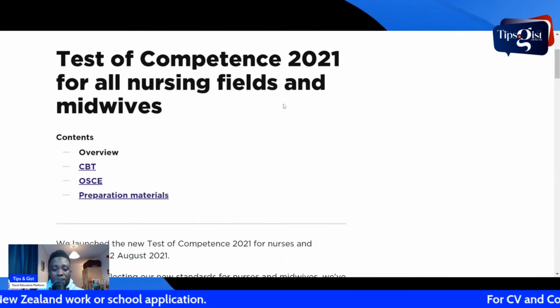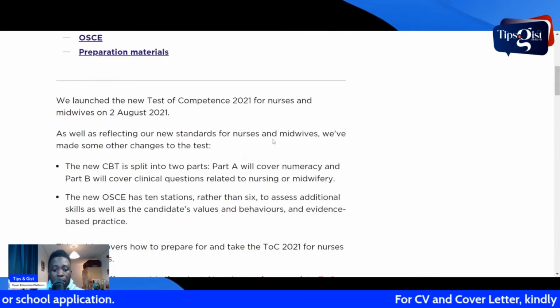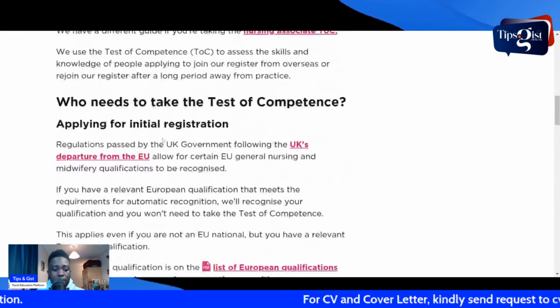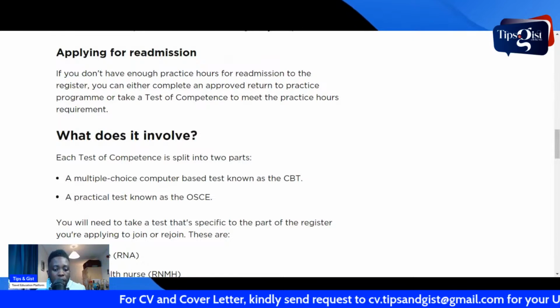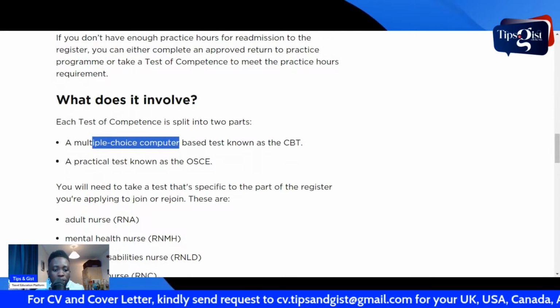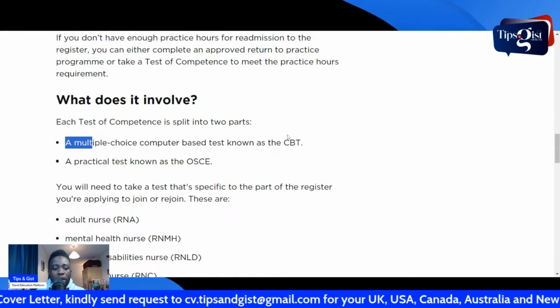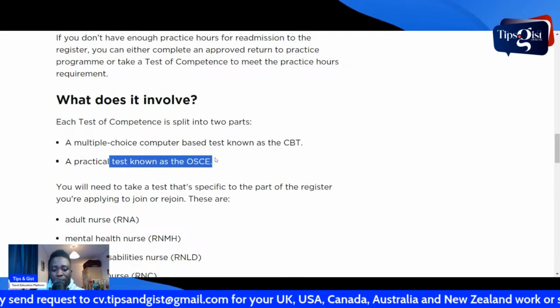So this is the NMC portal, and let us look at some things over here. All right. So when we talk about CBT, it is a multiple-choice computer-based test known as the CBT. And the practical is the OSCE.